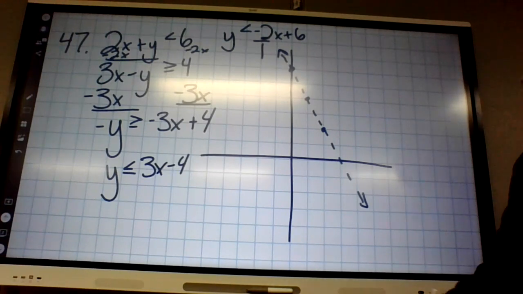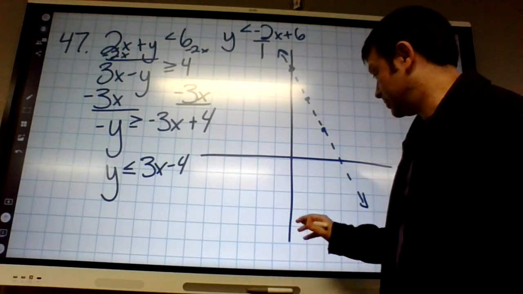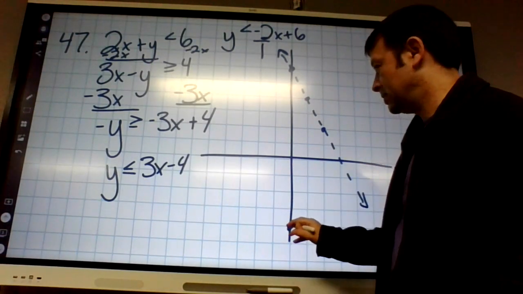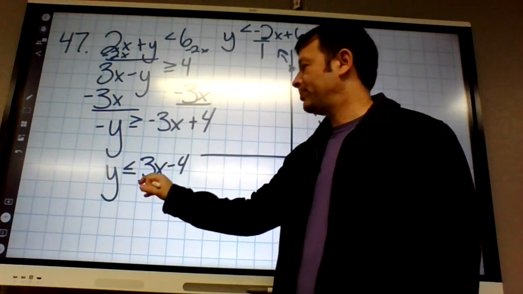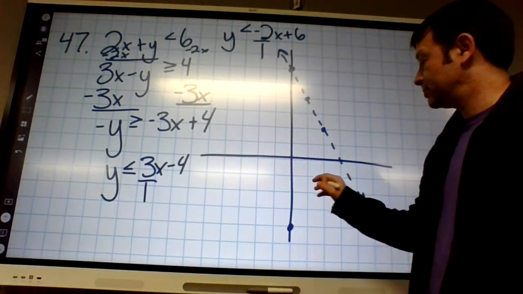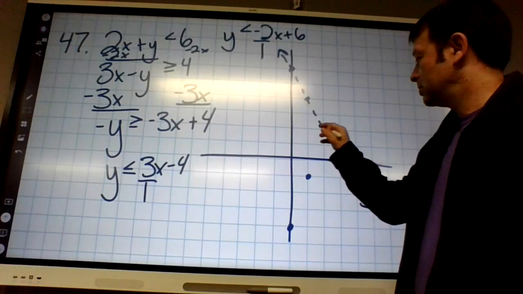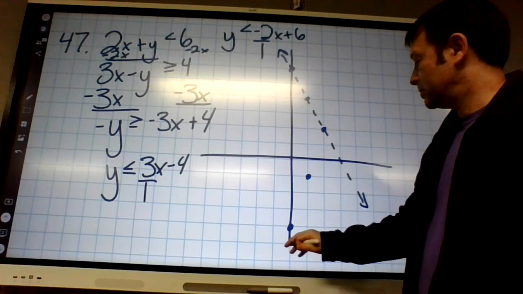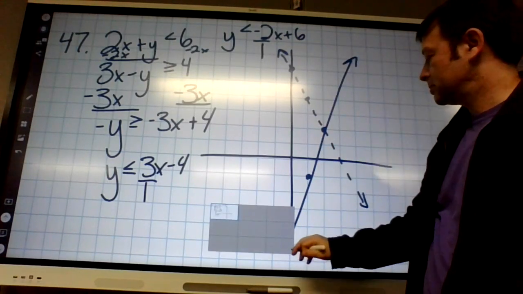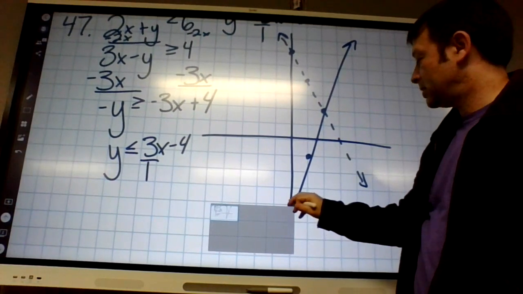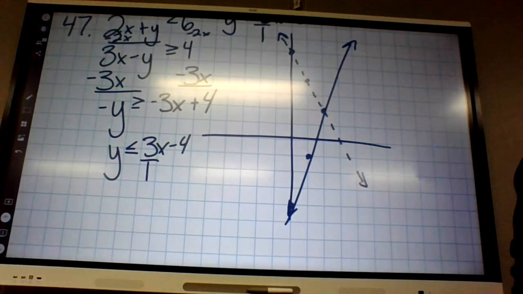And the bottom line starts down at -4. 1, 2, 3, 4. And it goes, they're both positive, so that's up 3, right 1. Solid. Okay. Now the tricky part. Where do we shade it?